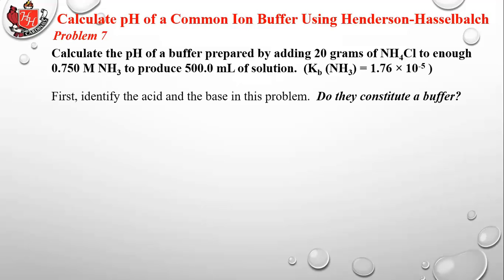So the first question is, first identify the acid and the base in this problem. Do they constitute a buffer? Yes, they do. We saw that in the last problem. The ammonia is the base, conjugate base, and ammonium, NH4 plus, is the conjugate weak acid. They are conjugates of each other, so you can use this for a buffer. Okay, so for Henderson Hasselbach, again, just ask yourself, what do you need? You need a pKa. Well, we're not given a pKa. In fact, we're not even given a Ka. We're given a Kb. So we need to get from Kb to pKa.